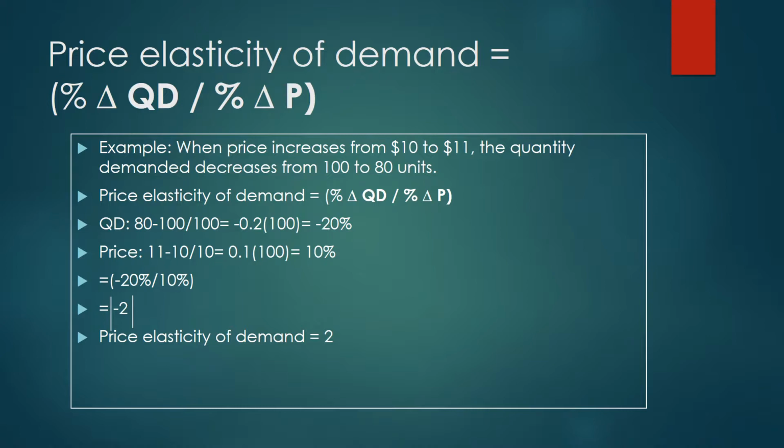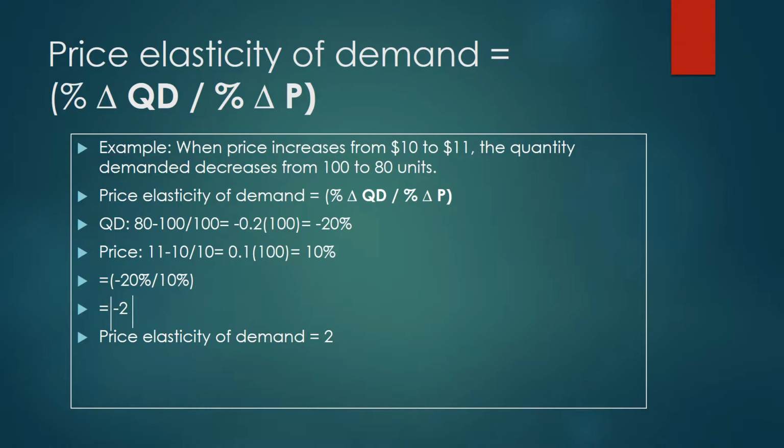Alright, so we have an example here. I'm going to walk you through how to solve an elasticity of demand question. Okay, when the price increases from $10 to $11, the quantity demanded decreases from 100 to 80 units. So this follows our law of demand. As we would expect, when the price increases, the quantity demanded falls. We know we have a downward sloping demand curve, so far so good. I think that should make sense.